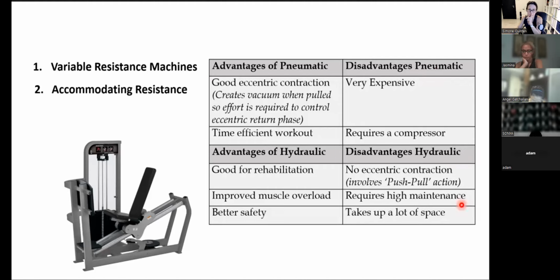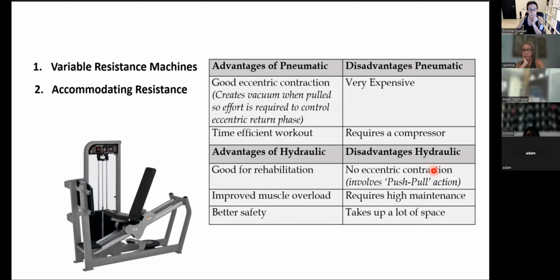Hang on, push pull. Okay, so when you have this one, what they do is you need to basically contract your opposite muscle in order to bring it back. So it's a push and a pull, push and a pull. So basically there's no eccentric muscle contraction, because you do have a concentric on your agonist, and then straight away you're doing a concentric on your opposite side.